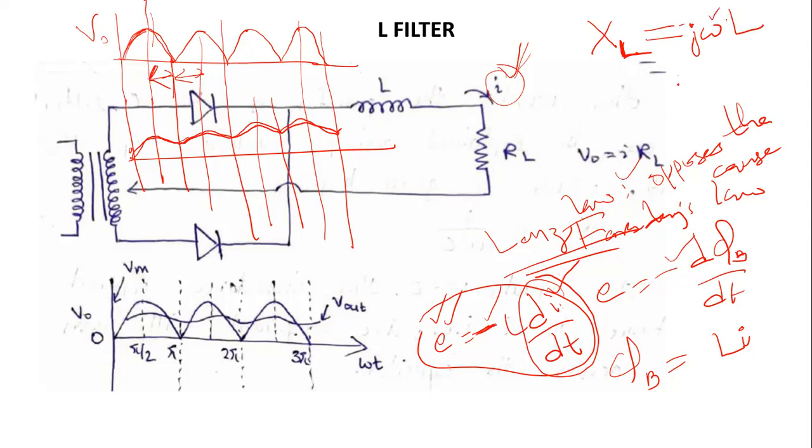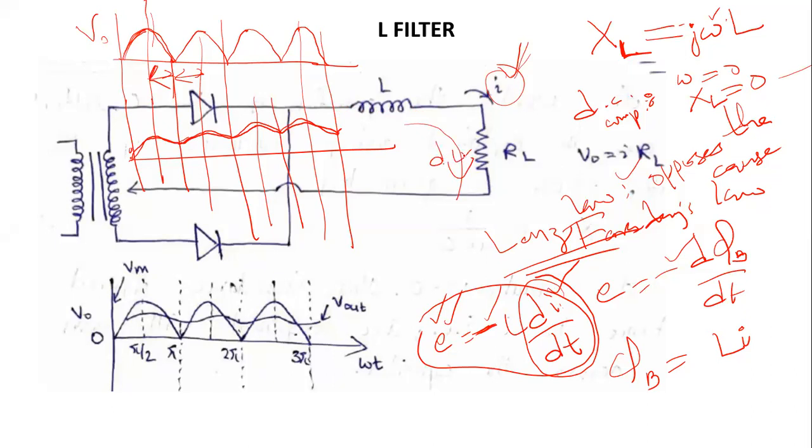So for a DC component, frequency will be 0. For DC component, frequency is 0 means impedance offered for DC component will be 0. So all the DC current, that is all the DC component in the output of a rectifier, will pass through this filter without any obstruction, because the impedance is now 0. It will easily pass through all the DC component.